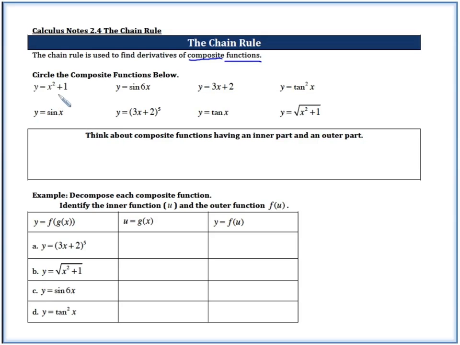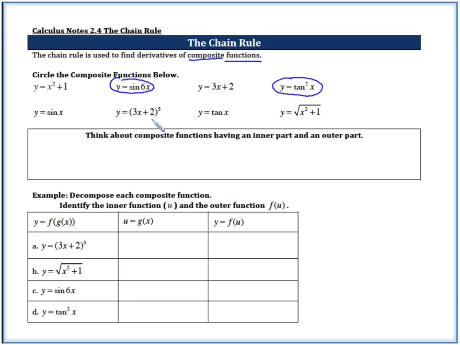So here we have x squared plus 1. That is just a single function. Here we have y equals sine of 6x. Well, we see two functions here. We see 6x and then we see sine of that. So this is a composite function here. 3x plus 2, nope. Tan squared x. This one actually is a composite. We'll talk about this one a little bit later. Sine x, that's not composite.